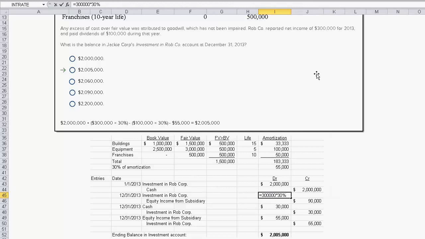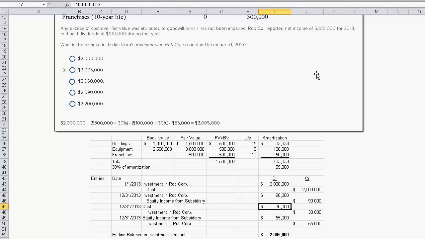Okay, they told us that Rob made $300,000 and 30% of that flows to us since we own 30% of Rob. So $300,000 times 30% gets us $90,000. That will increase the investment account and we'll credit some kind of income account, which I chose to call equity income from subsidiary. Okay. The next item is the dividends.